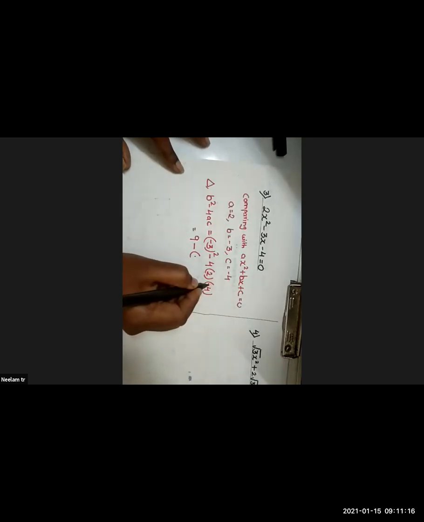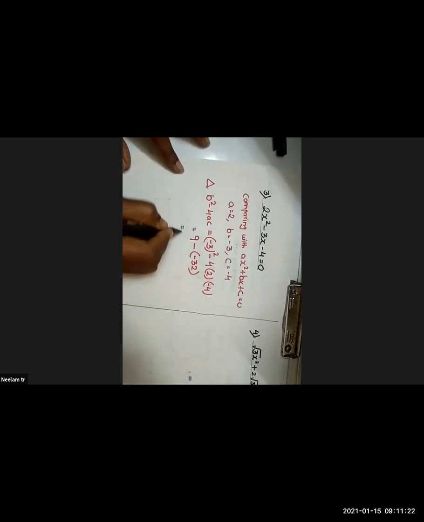Okay. 4 into 2 is 8, 8 into 4 is 32, but it will be in minus because here the minus sign is there. Minus 32. I hope this is clear. Minus minus will get plus. 9 plus 32. Add this. What value will you get? 41. The delta is greater than 0.